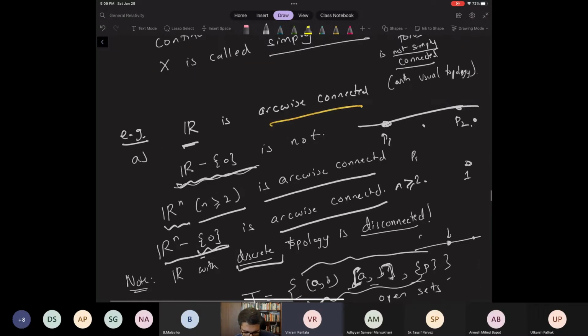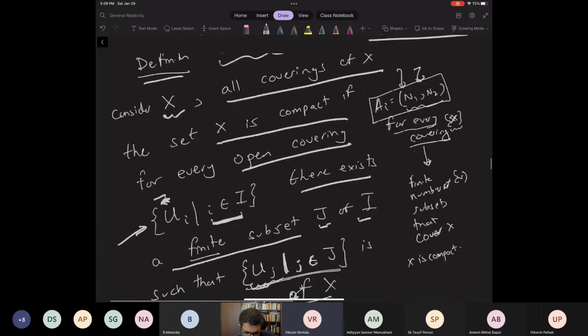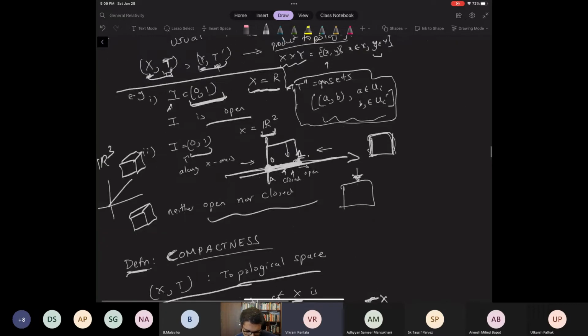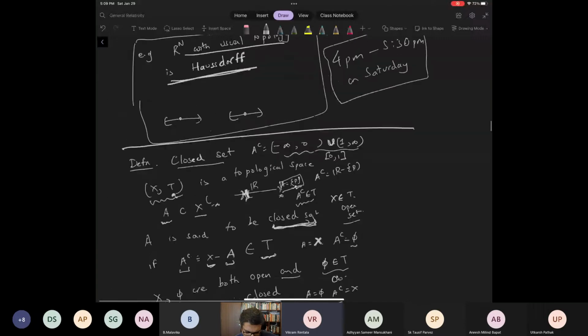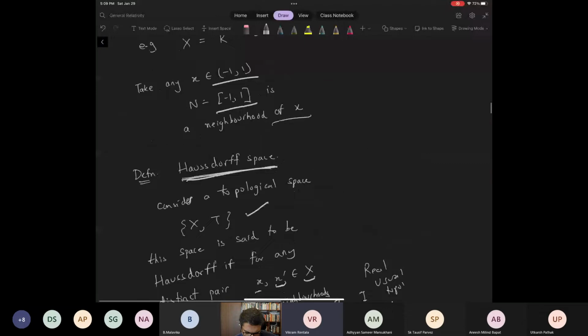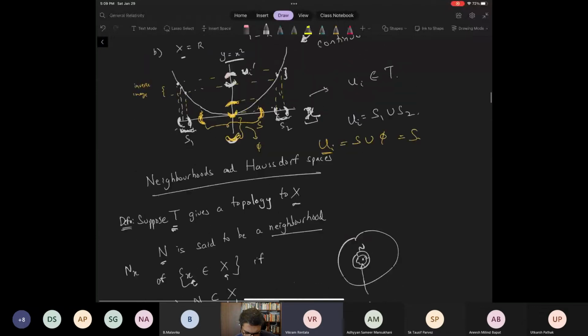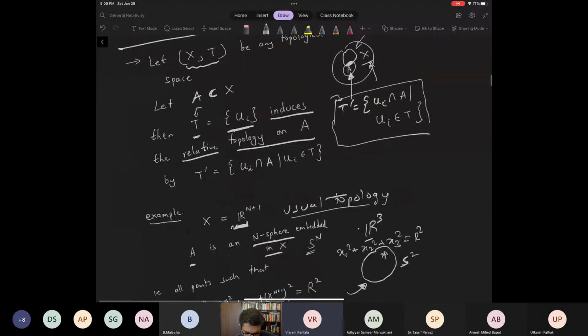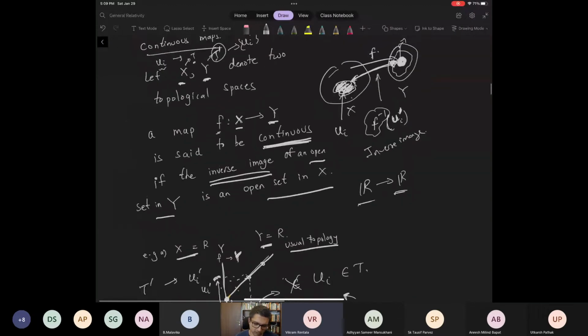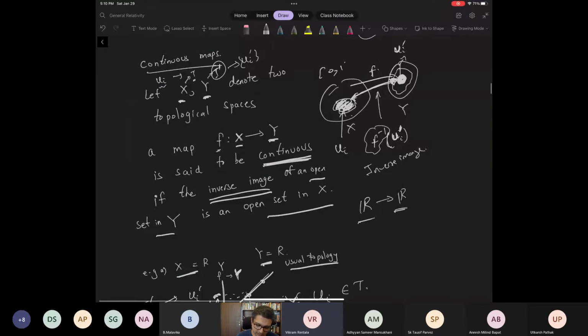sorry, what was the definition that we had for continuous maps? The inverse image must be an open set. I think that was the definition. Yeah, so if X and Y are two topological spaces, in this case our space is [0, 1] and the other space is R, a map from X to Y is said to be continuous if the inverse image of an open set in Y is an open set in X.